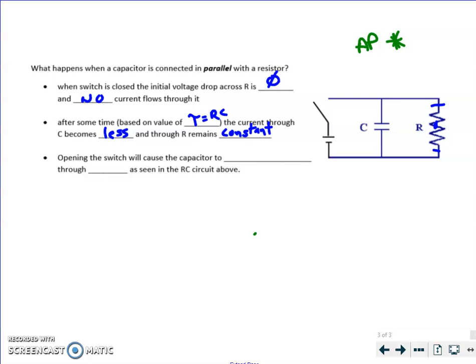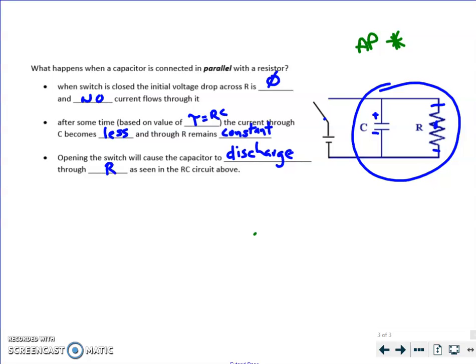All right, lastly, what happens if we open the switch back up? Remember, this is charged. Positive here, negative here. I open this up, well, I still have a loop right there. So you want to make sure you recognize the opening switch will cause a capacitor to discharge through R, as seen by that, and then we could talk about how much time to discharge, etc., and we're back to that time constant and the exponential equation.